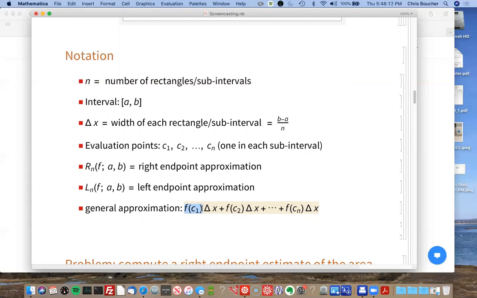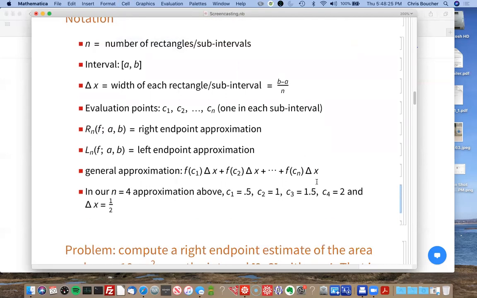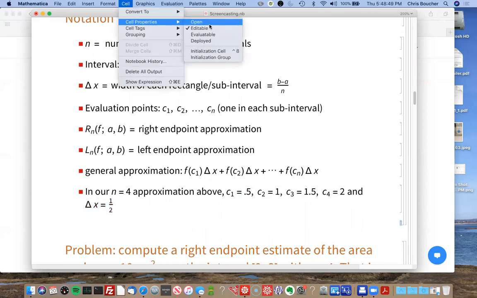So C1 is the evaluation point in the first subinterval, C2 in the second subinterval, and so forth. So this is sort of a generic form for a Riemann sum. In our example up above, we had n equals 4, right? We used 4 approximating rectangles. The evaluation points we used were right endpoints. So the right endpoint of the first interval was 0.5, and of the second interval was 1, and then 1.5 and 2, and so forth. Delta x is the width of each subinterval. They're all 0.5 units wide, or 1/2 unit wide.